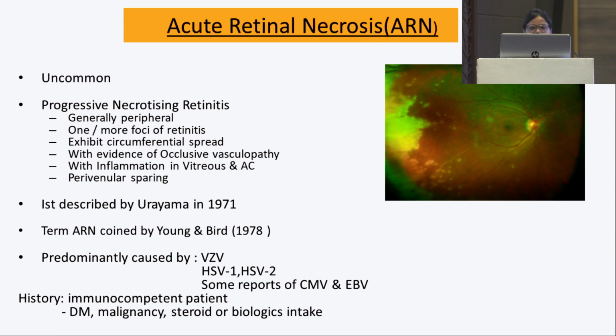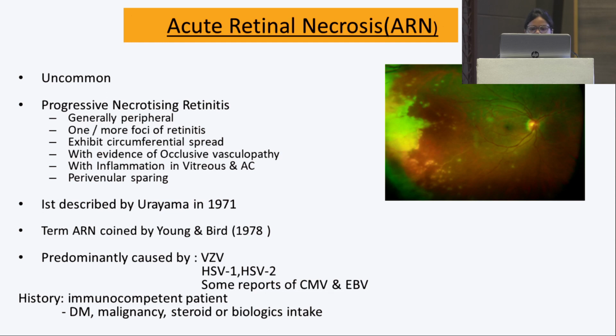Now, the second viral infection is acute retinal necrosis. It's a very uncommon entity and it's usually seen in immunocompetent individuals. However, it can also be seen in patients who have immunocompromised conditions. It basically presents with a peripheral retinitis. There will be multifocal peripheral retinitis patches along with occlusive vasculitis. There will be inflammation in the AC as well as in the vitreous.